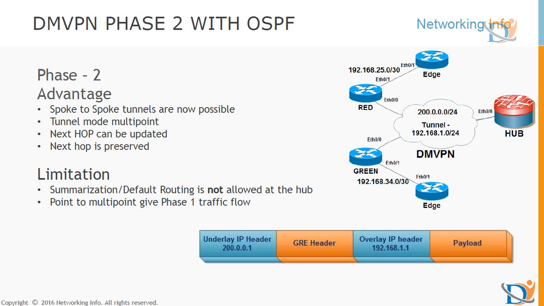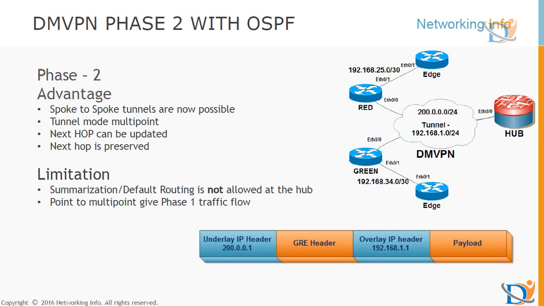The limitation we have here is that summarization and default routing are not allowed at the hub, because in the OSPF database all the routers must agree and have the same database. So all the devices in OSPF must keep the same database in the area. Again, it depends on the area. You may have a number of areas, so area-wise you can define that in this area all the routers have the same copy of the database.